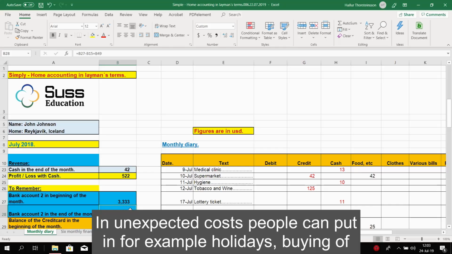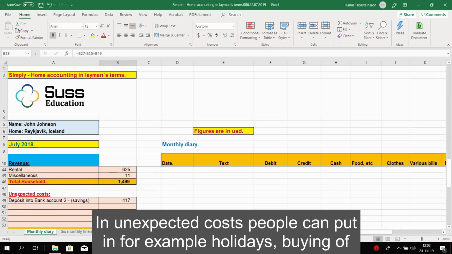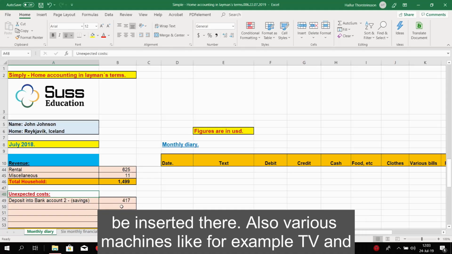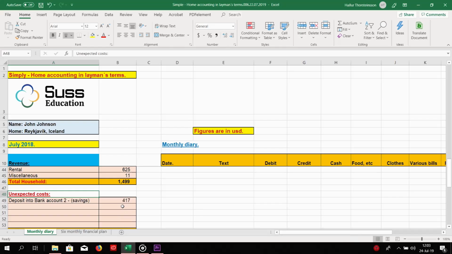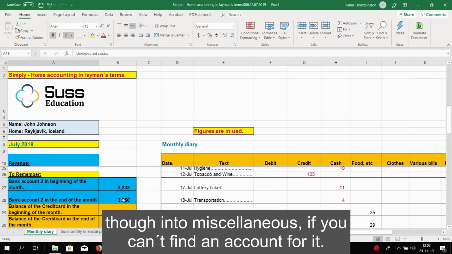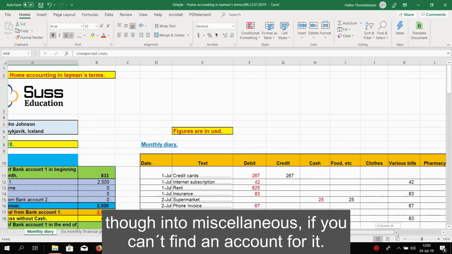In unexpected costs, people can put in, for example, holidays, buying of currency, and other things that are over $150. Dentist would, for example, be inserted there. Also various machines like, for example, TV and computer. In short, everything that is rarely used. Small amounts go into miscellaneous if you can't find an account for it.